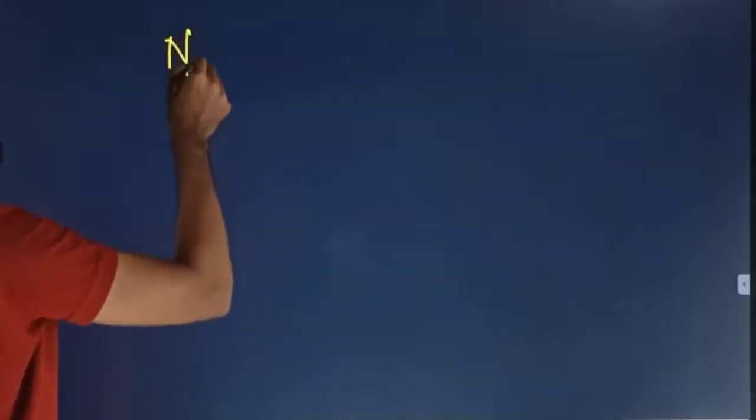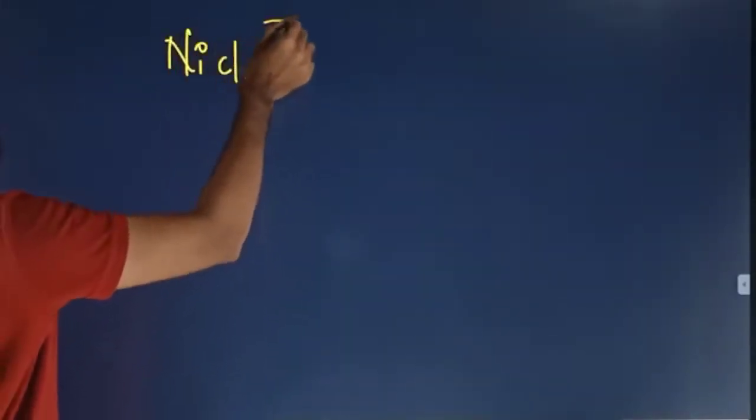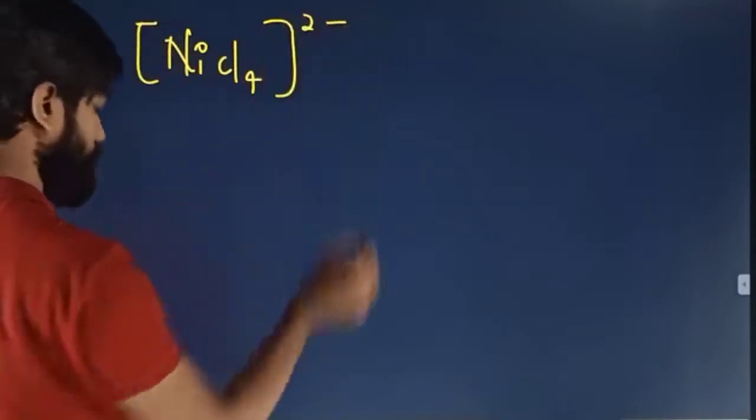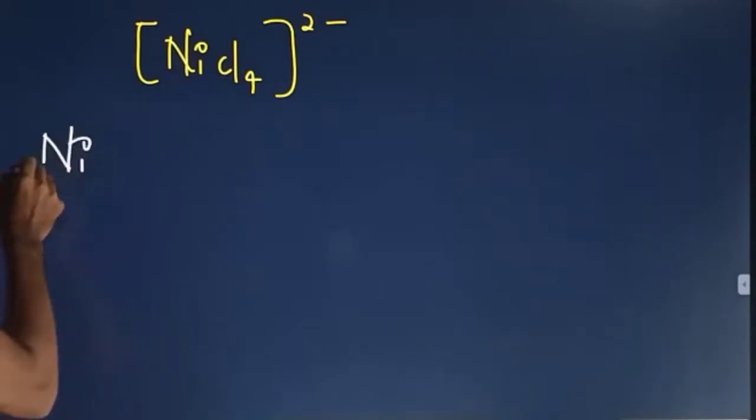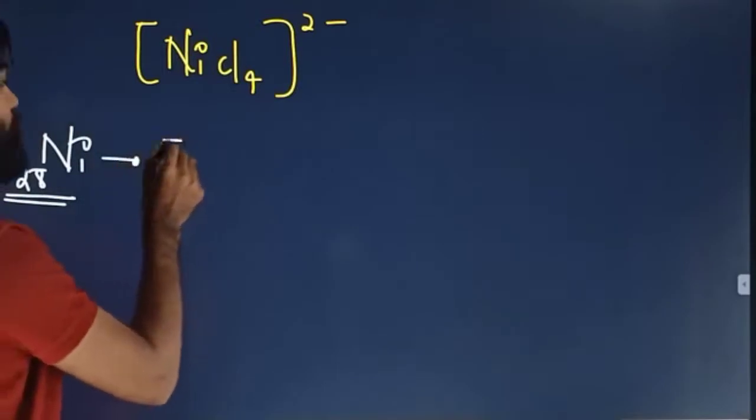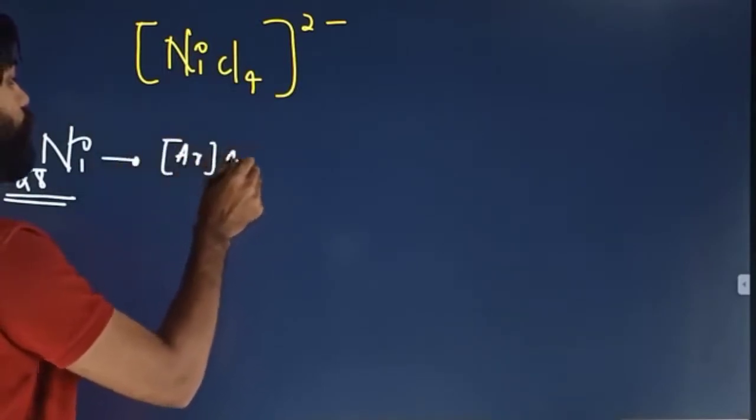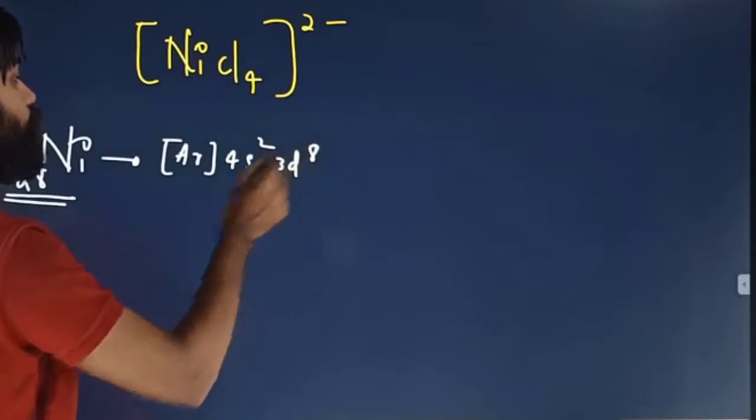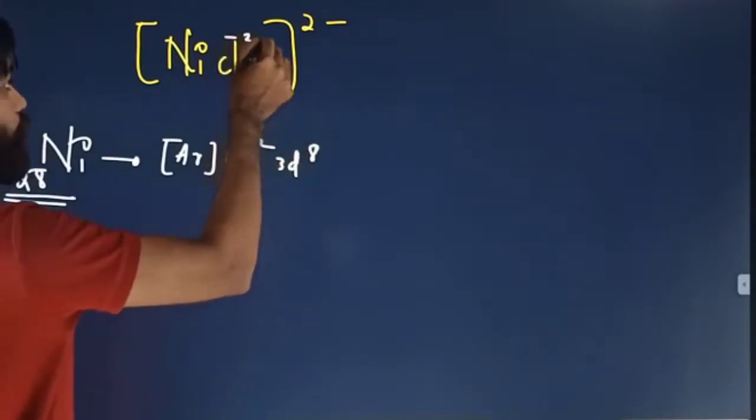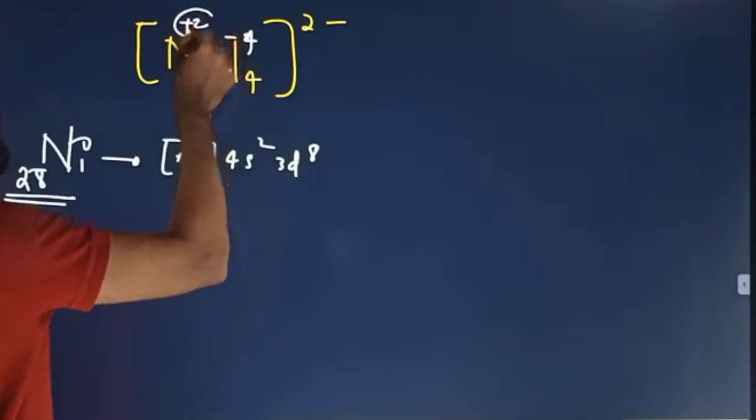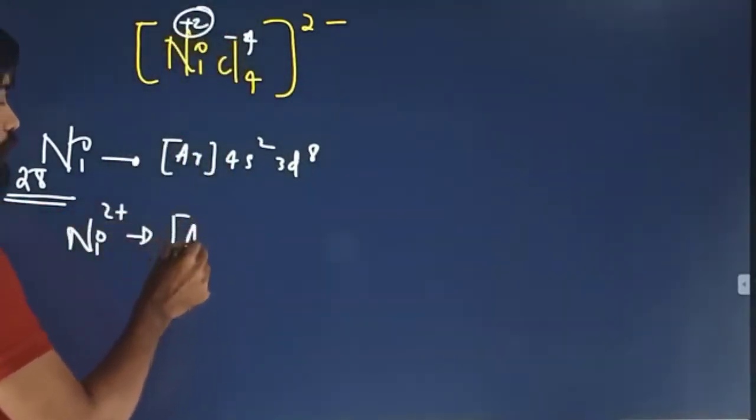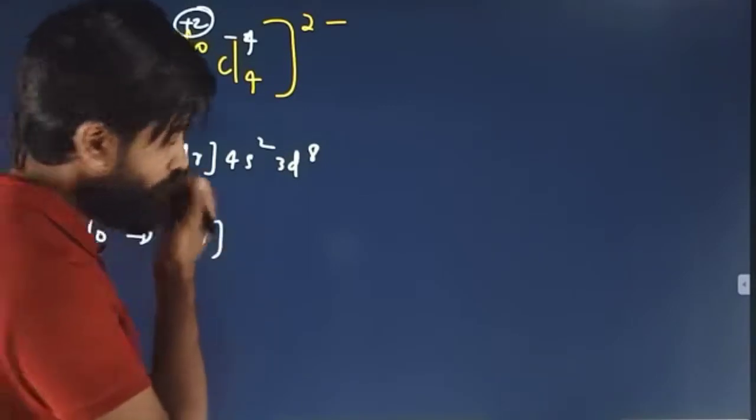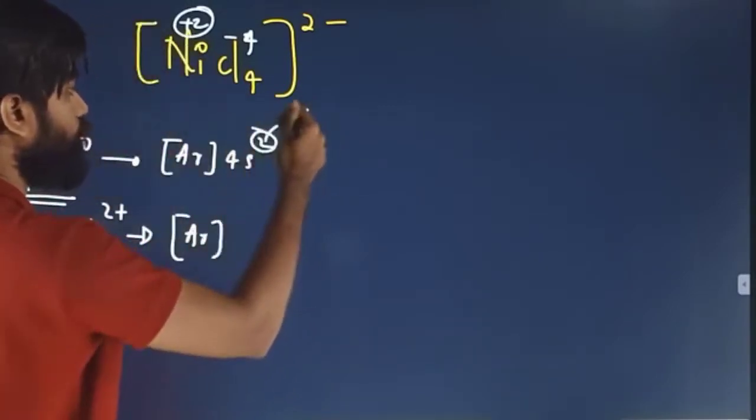that is NiCl4 2 minus. Here the atomic number of nickel is 28. So the configuration of nickel is actually argon 4s2 3d8, normal configuration. But here with Cl minus 4, the nickel is in plus 2 oxidation state. Plus 2 means argon followed by, 2 electrons are dropped from the 4s.